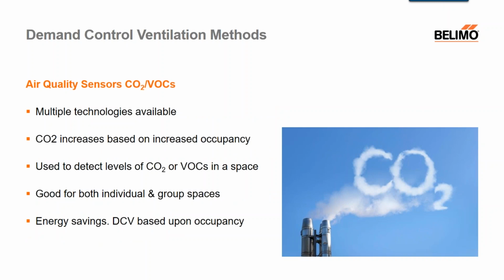The more accurate, reliable and common approach is the use of air quality sensors such as CO2 and VOC. There are multi-technologies available and CO2 levels increase based on increased occupancy. Sensors are used to detect levels of CO2 or VOCs in a space, and demand control ventilation rates are ramped up based on concentration levels.